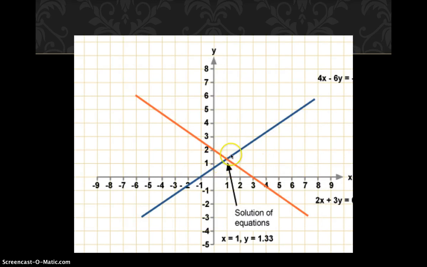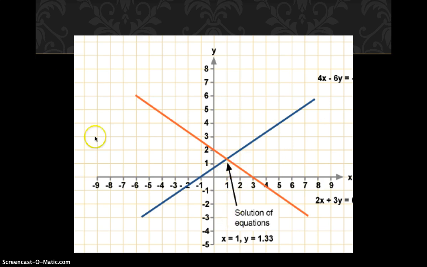And when these two lines meet or intersect, as we can say, we can see that x is equal to 1 and y is equal to 1.33 or 1.3. Okay, there's usually going to be a range in the exam, so you don't have to worry about that.